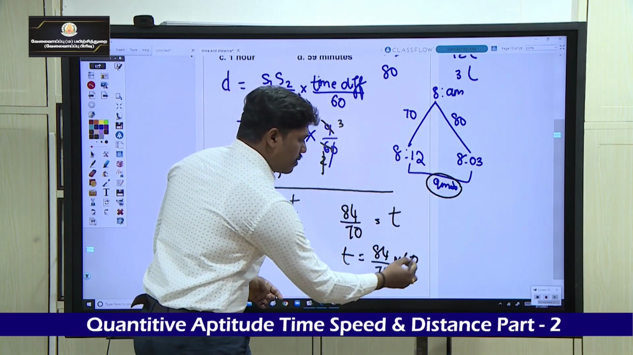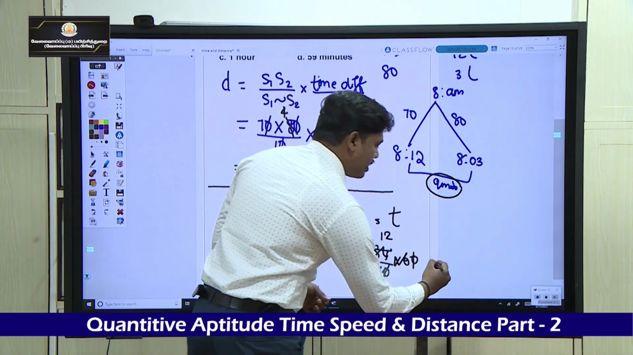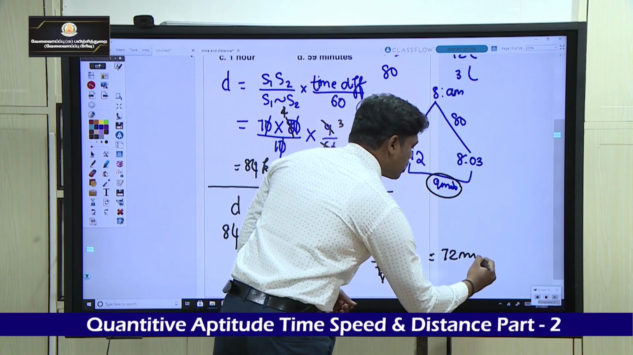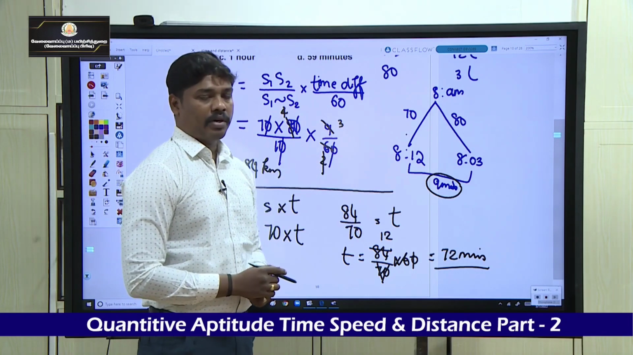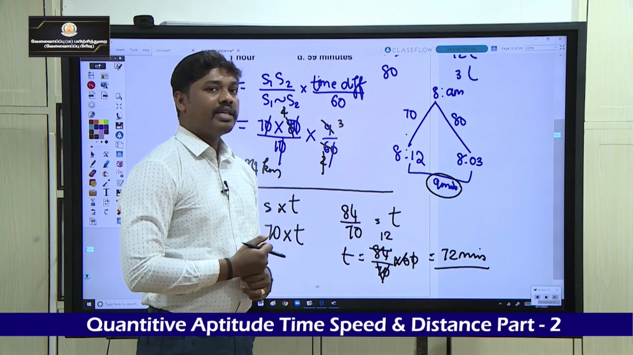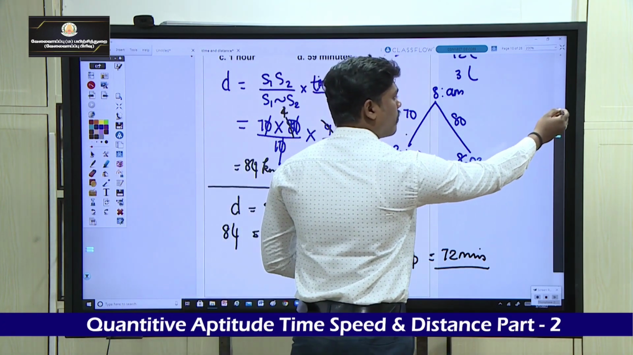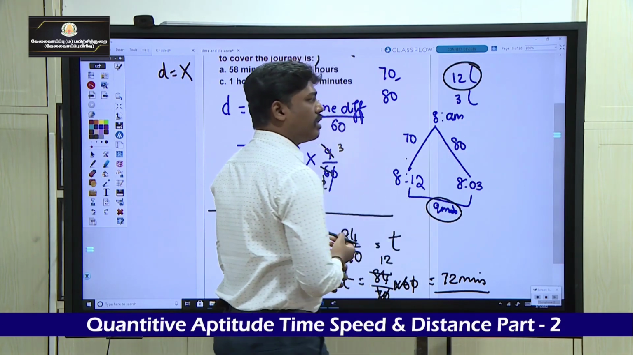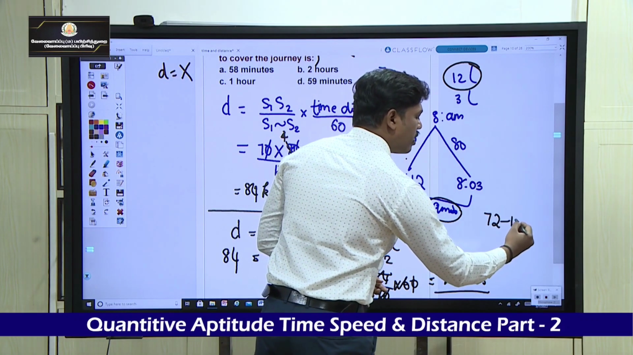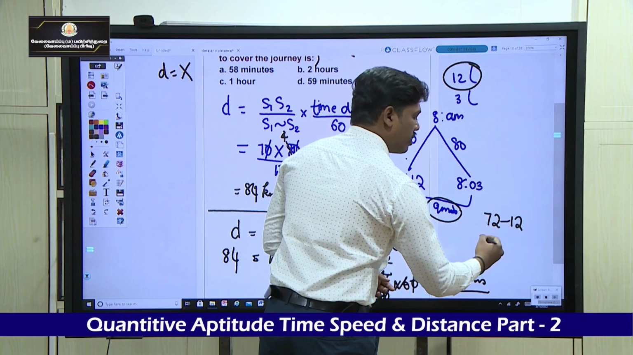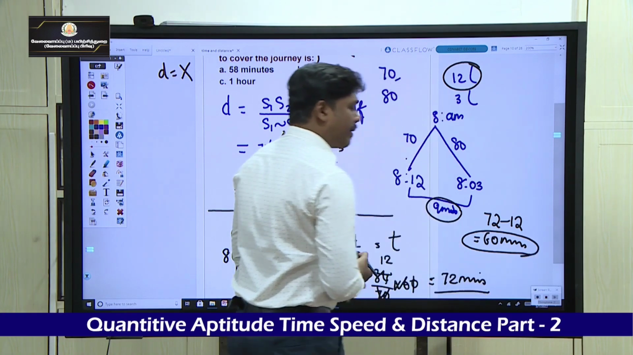So, here 0 0 cancel, 7 1s are 7 12s are. So, which is 72 minutes. So, when the person moving at a speed of 70 km per hour, he reaches the destination by 72 minutes. 72 minutes means he is late by 12 minutes. So, minus that 12. So, 72 minus 12. So, 12 is late. So, if minus you will be getting 60 minutes.